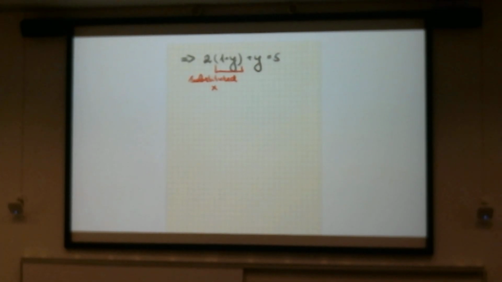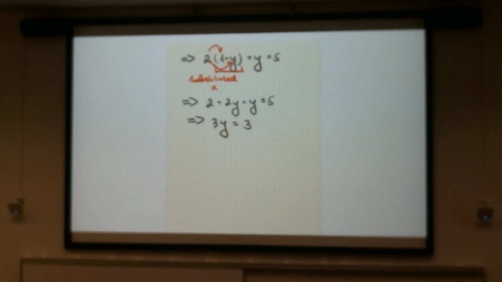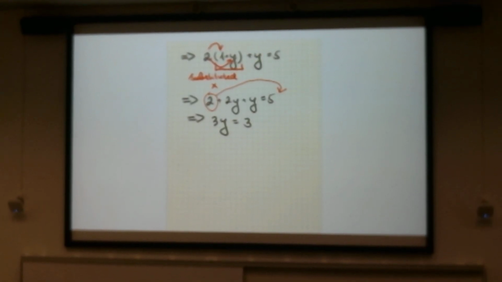And now the whole equation is in terms of y. So then this is just 2 plus 2y plus y equals 5. Right, what we do, we just multiply things out by opening up the brackets. And this gives me 3y equals 3. Right? Because I can immediately take 2 and send it to the other side. And we have plus 2, so that turns into minus 2, so 5 minus 2 is equal to 3.